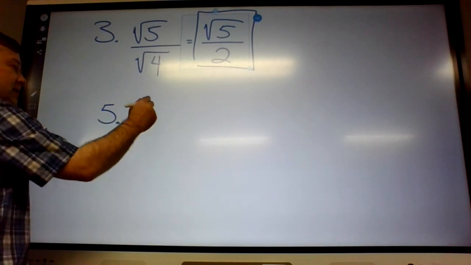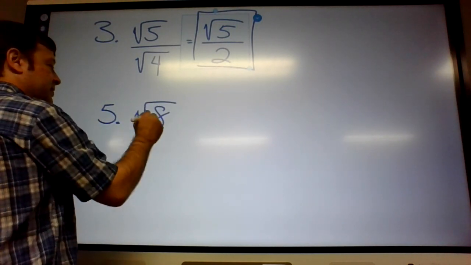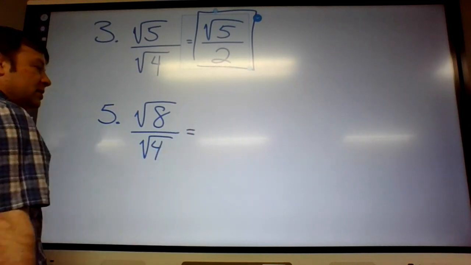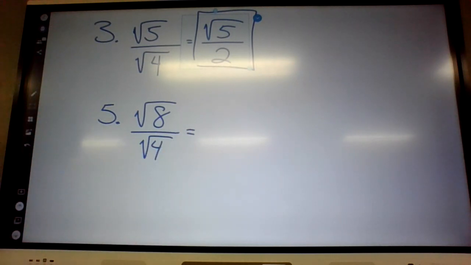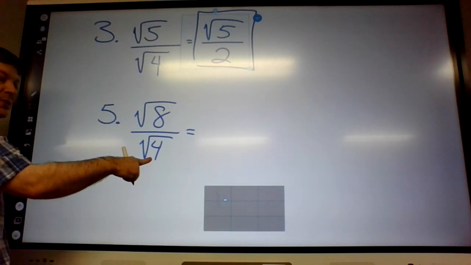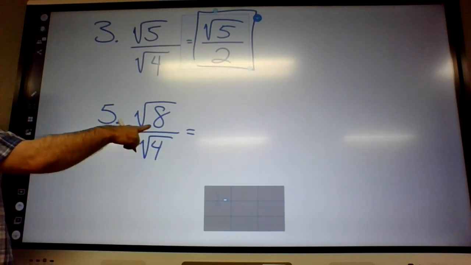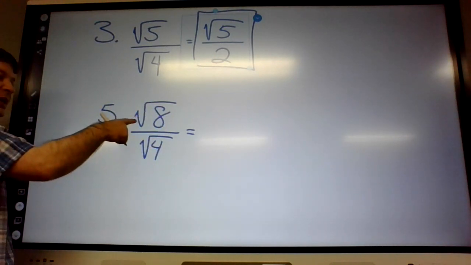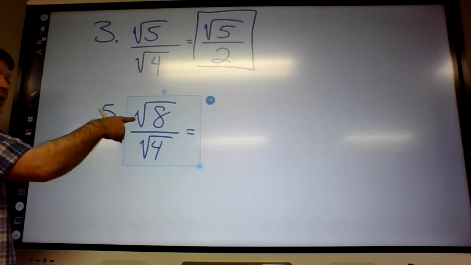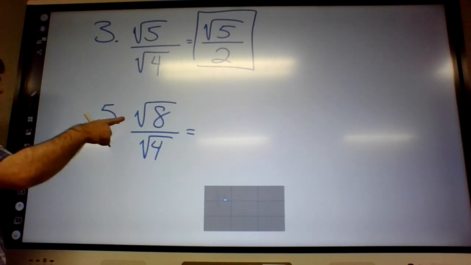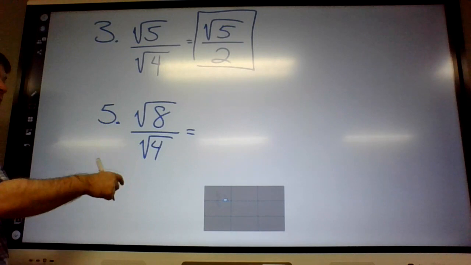Okay, number 5 is kind of like number 2. Square root of 8 divided by square root of 4. So if it does divide, I would do that first. I wouldn't change the square root of 4 into a 2. You could, then you'd have to simplify square root of 8 and then it would reduce, but if it divides, or even if it reduces, I would definitely do that first. So what is square root of 8 divided by square root of 4?